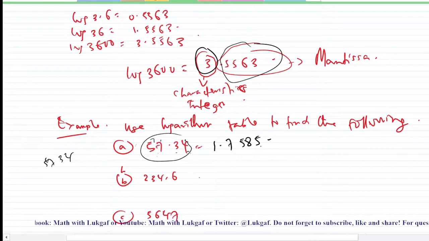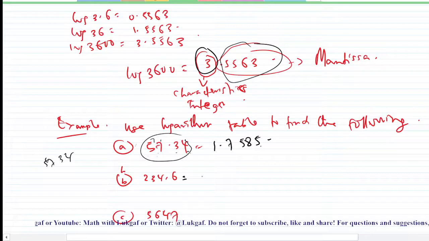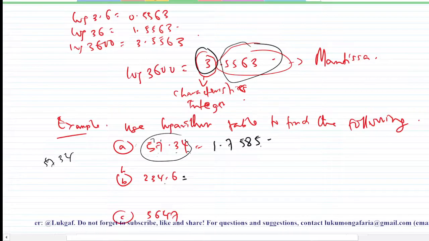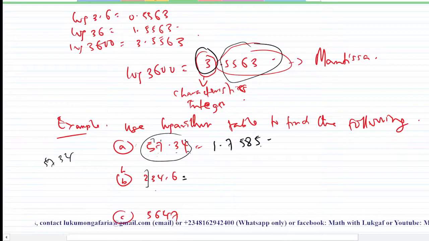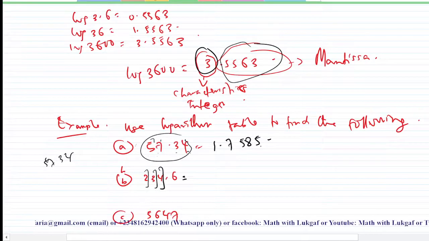Okay, now let us do the second example. Remember, the logarithm of a number contains two parts. The first part is the characteristics part. And to obtain your characteristics part, you count the number of digits before the decimal point. That's 1, 2, 3. How many digits? That's 3. Then you subtract 1 from it.